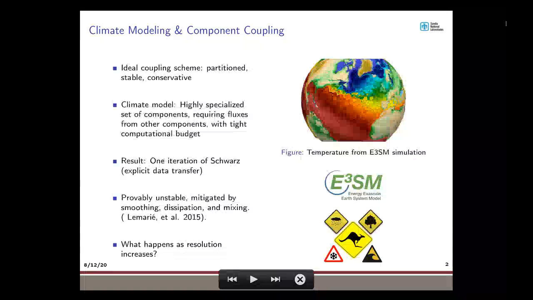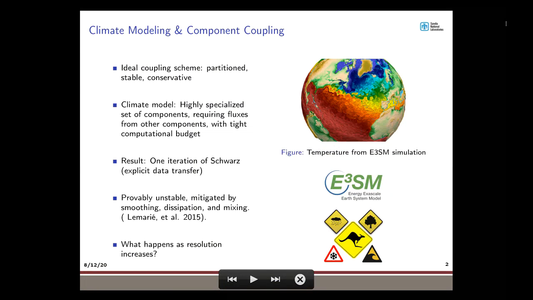And in the Lemarié paper in 2015, they prove that this is unstable, completely unstable. But you have some saving grace, at least for some resolutions, where this instability, which should blow up your climate model, can be mitigated by the artificial dissipation, smoothing, and mixing that exists in these models. And so the natural question to ask, especially for the E3SM model, which is meant to perform on exascale computers and have better resolution than ever, is what happens to this process when the resolution increases?